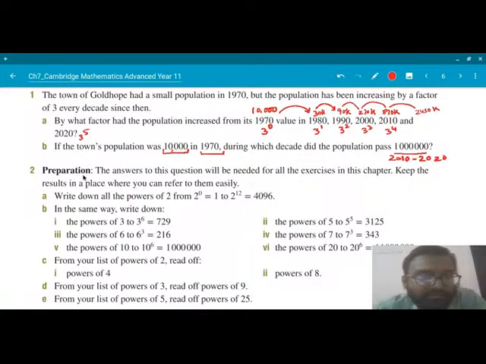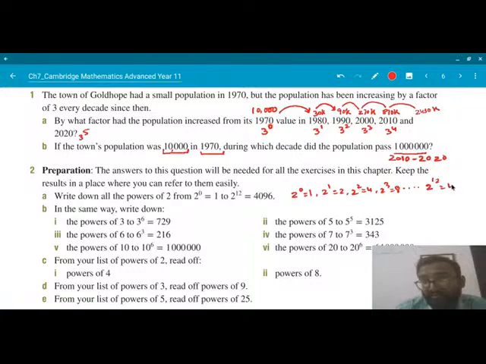Next, preparation for the answer. The answer to this question will be needed for all exercises in this chapter. Keep the results in a place where you can refer to them easily. Write down all powers of 2 from 2 power 0 to 2 power 12. What is 2 power 0? Something power 0 is 1. 2 power 1 is 2. 2 power 2 is 4. 2 power 3 is 8. He is asking to write down up to 2 power 12, which is 4096. So you have to write it down.